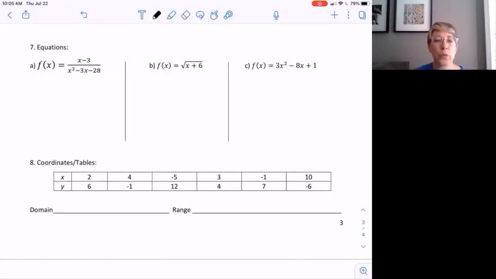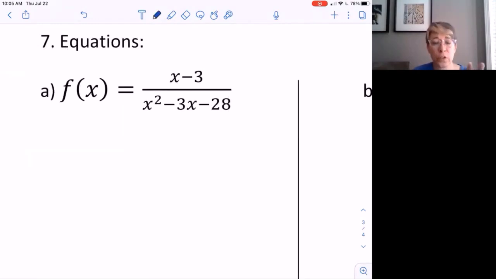Now let's do an example using equations. Now, depending on the equation, will determine what kind of restrictions we have on the domain. So let's look at this first. We have a rational equation, which means it's a fraction. And remember, in fractions, we're fine as long as the denominator is not 0.